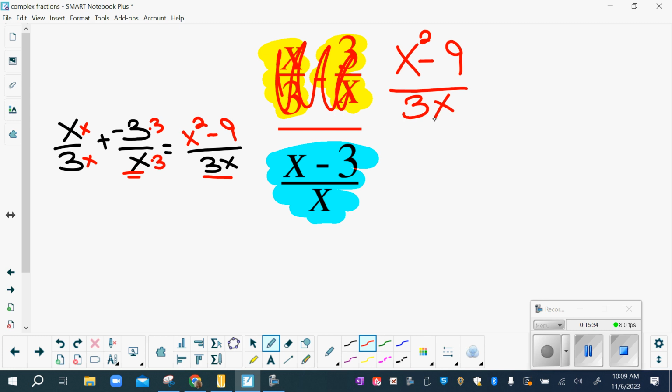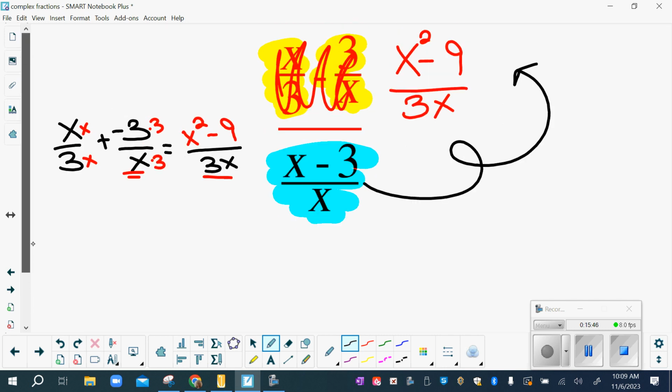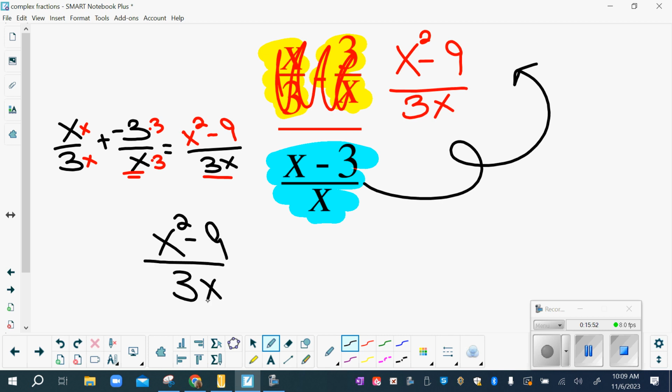You all okay? Okay. Here's what I need you to do with your partners. Let's twirly flip. Do it. Twirly flip it up. So we're going to do it right here. I'm going to have x squared minus 9 over 3x times twirly flip.